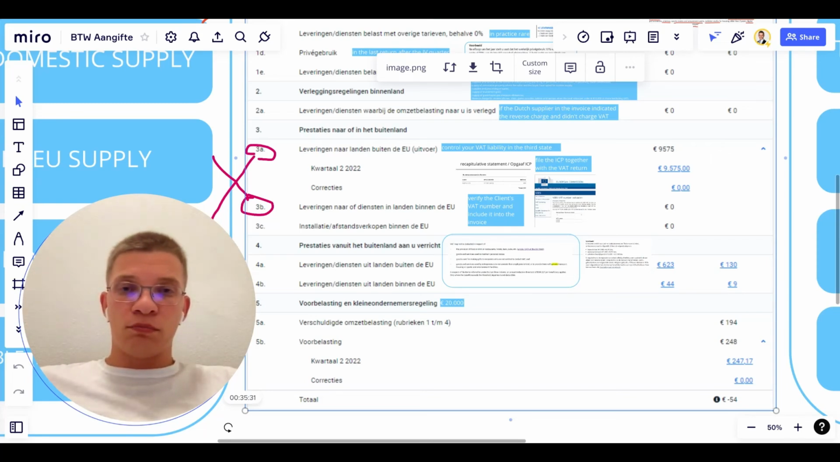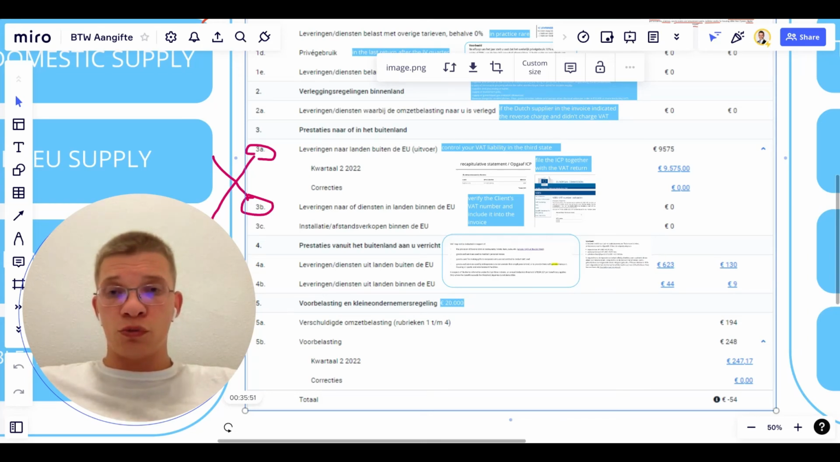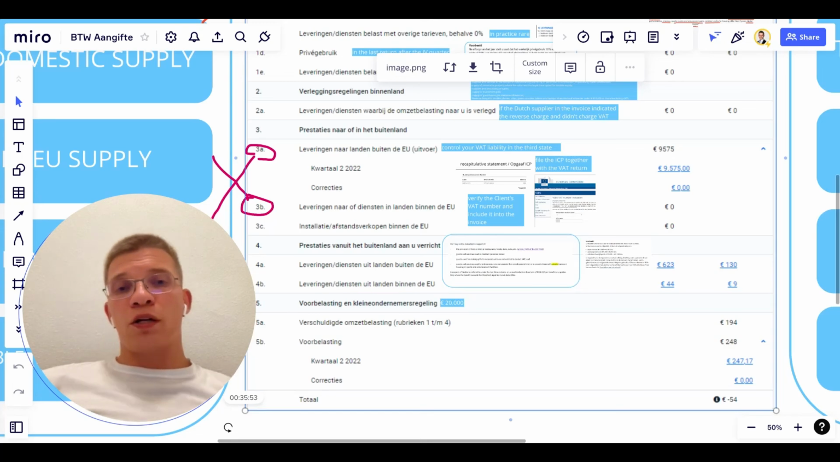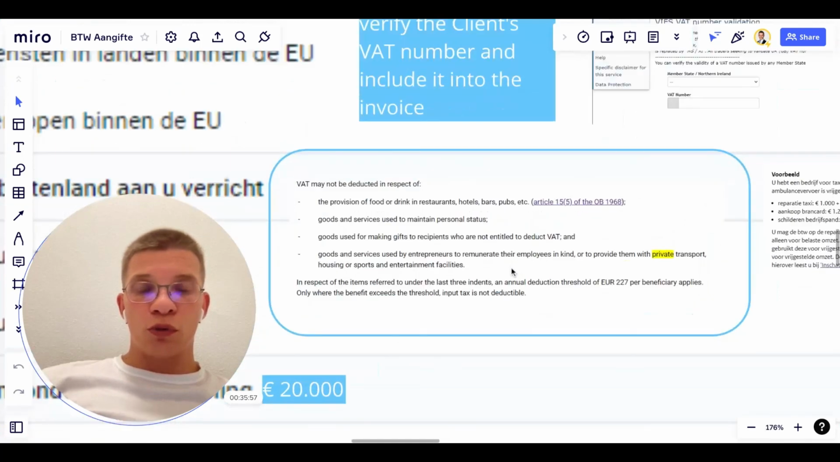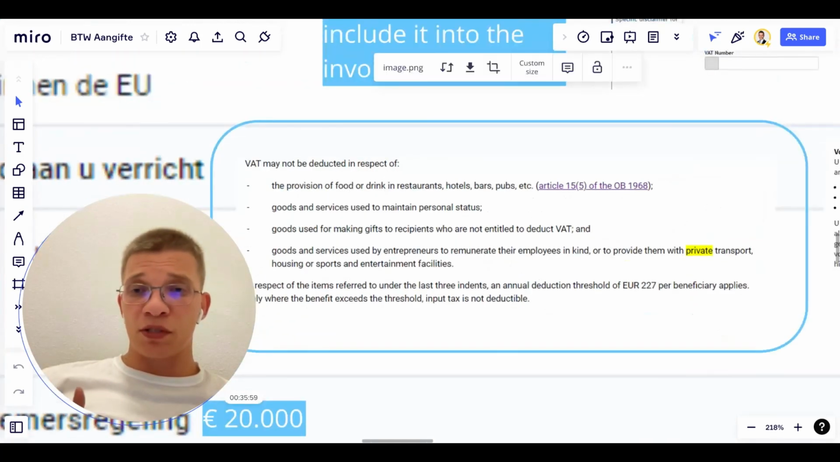But as long as all of your supplies are taxable, all of your supplies are not for private use, then you can use these supplies and VAT charged on you to deduct from the VAT you charge on your services. But there are some exceptions, and these are quite important.